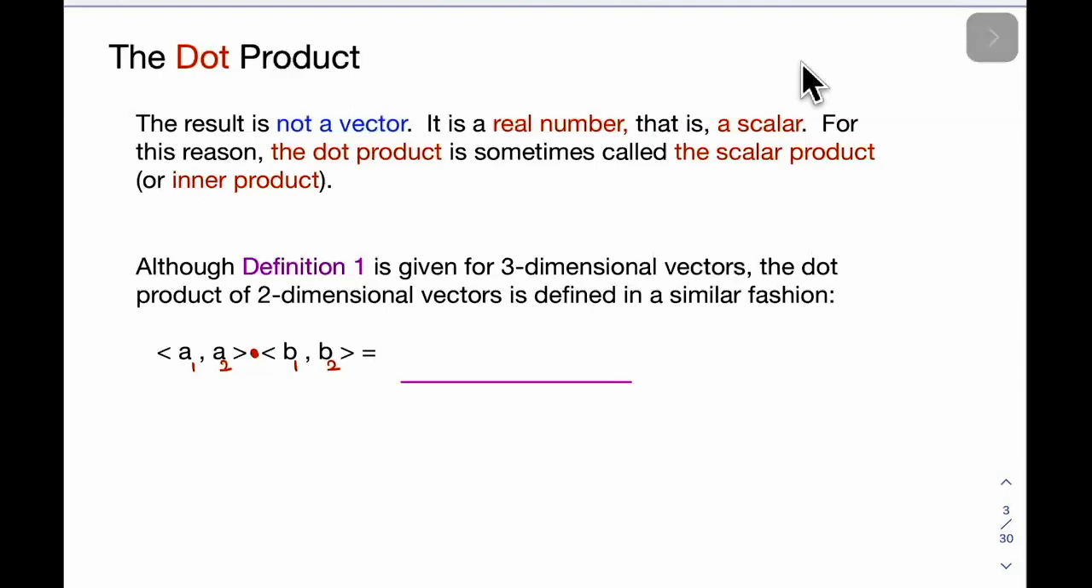That definition for the dot product is given for three-dimensional vectors. However, the dot product of two-dimensional vectors is going to be defined in a similar fashion. So what is this vector dotted with this vector? A1 times B1 plus what? Plus A2 times B2. Got it, good job. Participation counts, remember.